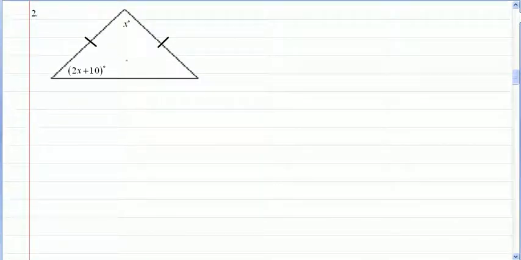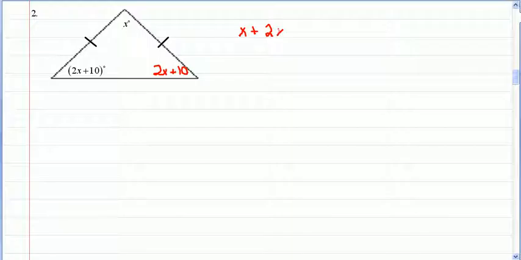For number 2, we have an isosceles triangle because we have these two markings through two of the sides telling us that they're equal. So that means that this angle is the other base angle, and it's also equal to 2x plus 10.